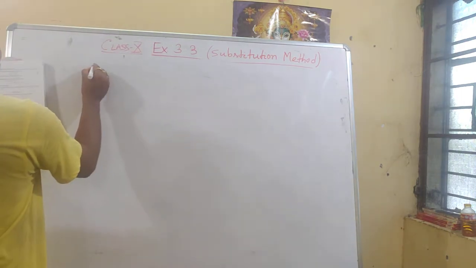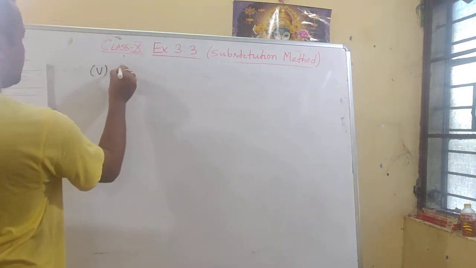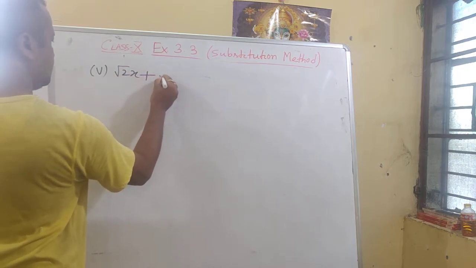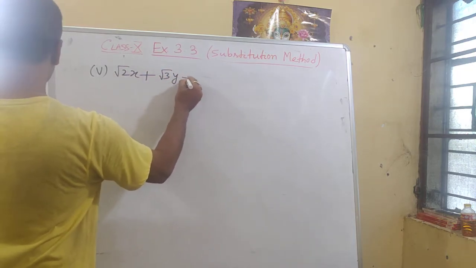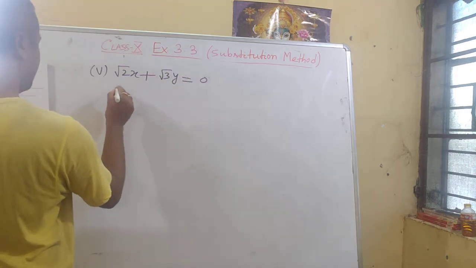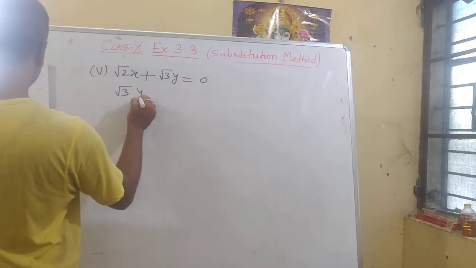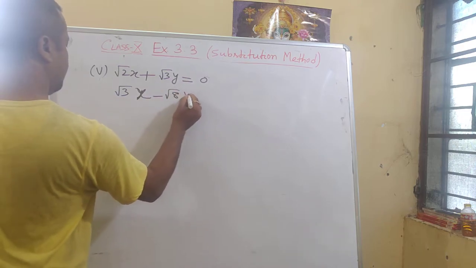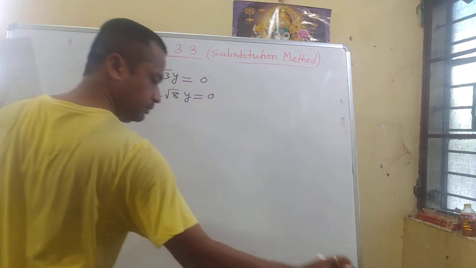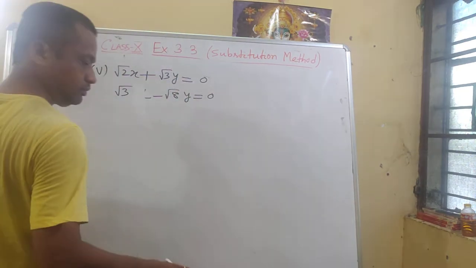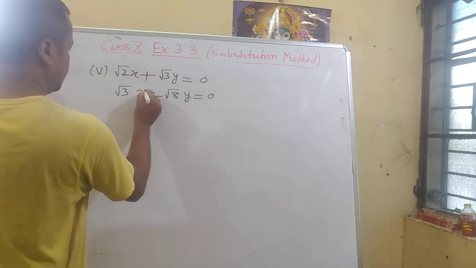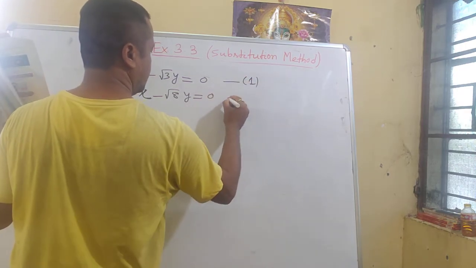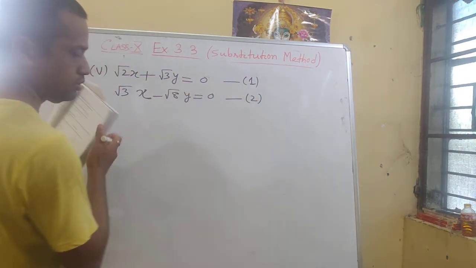So let us do number 5. Root 2x plus root 3y is equal to 0 and root 3x minus root 8y is equal to 0. So mark this as equation number 1 and this as equation number 2.